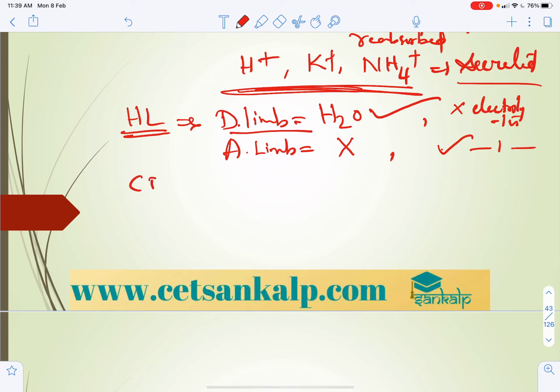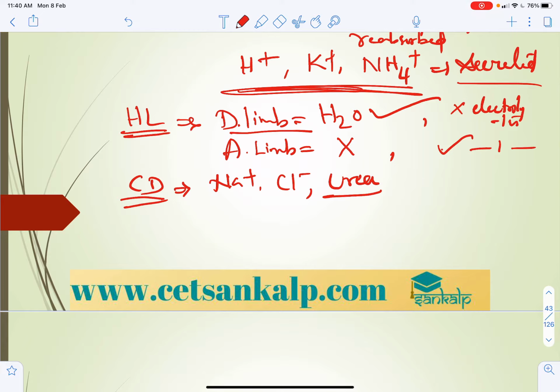And finally, in the collecting duct, what happens? Sodium chloride, that is NaCl mainly, will be reabsorbed along with a little amount of urea to maintain the osmolarity in the medullary interstitium. Urea and most of the water also will be reabsorbed.